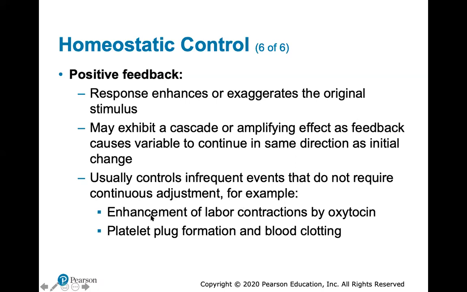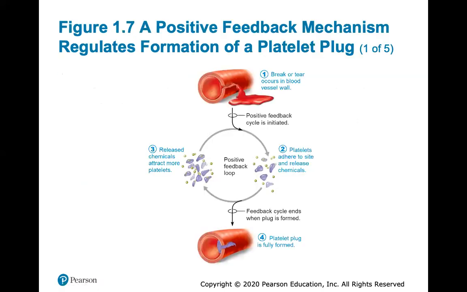Another example of positive feedback is the platelet plug formation and blood clotting. If you get hurt or injured, a break or tear occurs in the blood vessel wall, which initiates a positive feedback cycle, which tells the platelets to continue adhering to the site of injury and releasing chemicals. And this positive feedback loop continues to attract more platelets by releasing more chemicals.